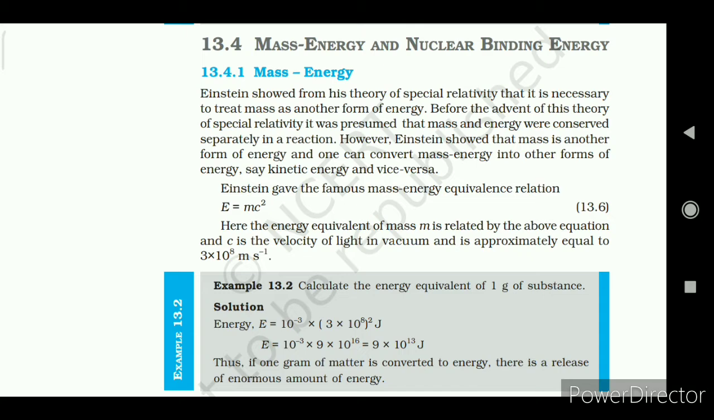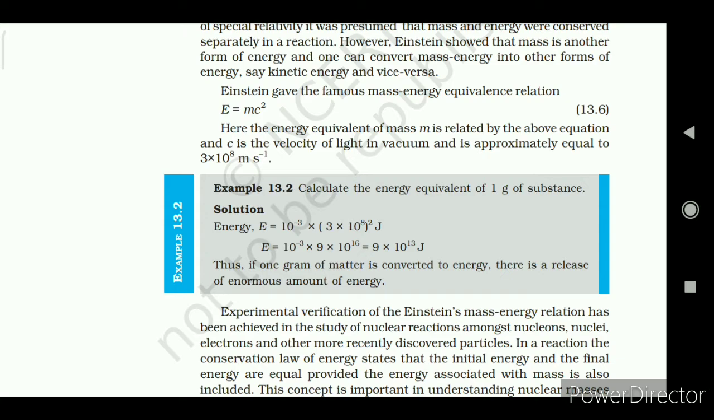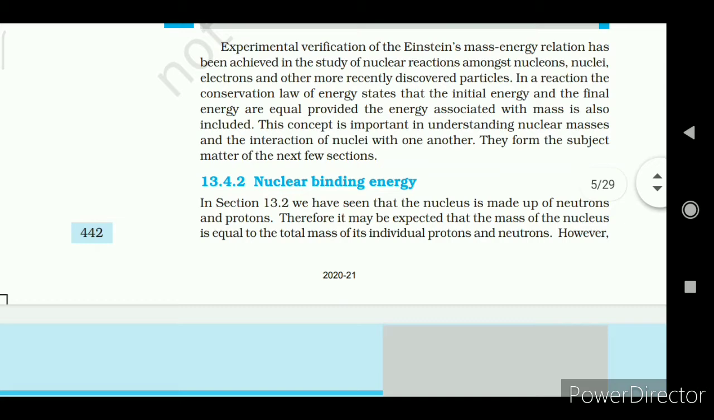A more useful measure of binding between the constituents of the nucleus is the binding energy per nucleon, EbN, which is the ratio of the binding energy Eb of a nucleus to the number of nucleons in the nucleus. Now EbN is equal to Eb upon A, where A is the mass number. We can think of binding energy per nucleon as the average energy per nucleon needed to separate a nucleus into its individual nucleons. Figure 13.1 is a plot of the binding energy per nucleon, EbN, versus the mass number for a large number of nuclei.